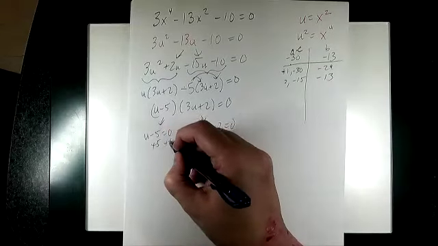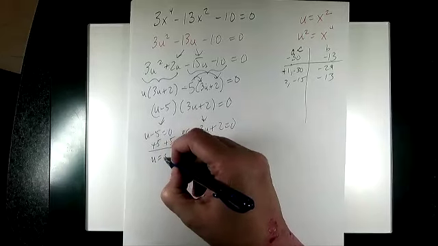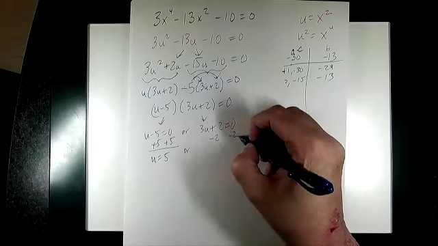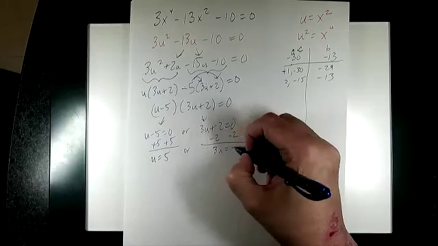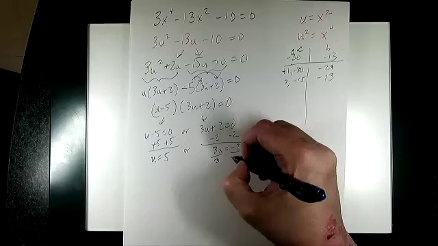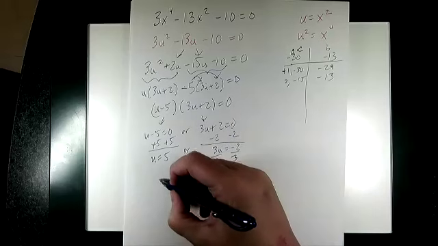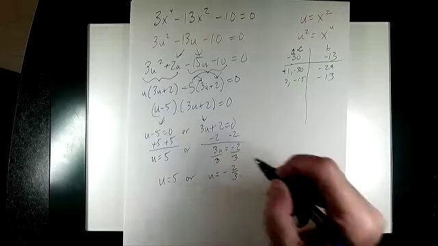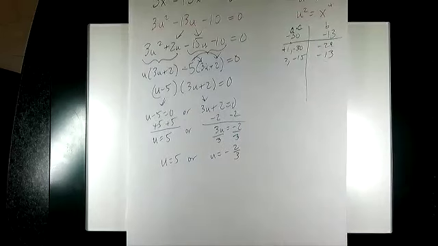So we can do the sub now or later. I'm just going to do it later. So I get u equals 5 or u equals negative 2/3. Done, circle it, let's go. You're not done.